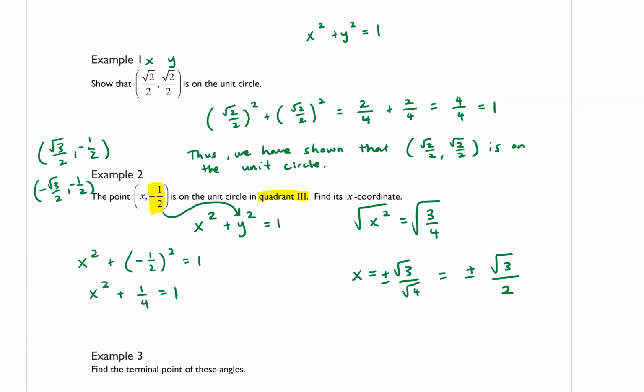And so we have to think about which one of these is in the third quadrant. And in the third quadrant, both the x value and the y value are negative. And so we can eliminate this point here, and we can conclude then that the x value is the negative root 3 over 2. So that is our final answer for example 2.